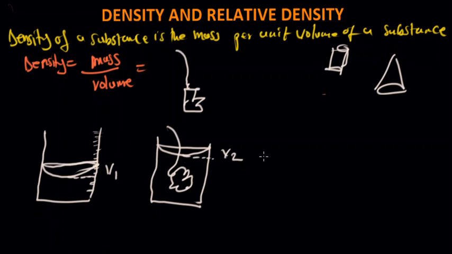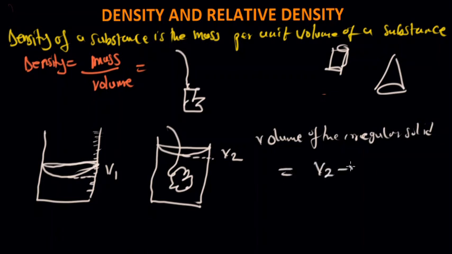So when you are done with this, all you need to do is just subtract V1 from V2. That is the initial from the final. So the volume of the irregular solid will be equal to V2 minus V1.